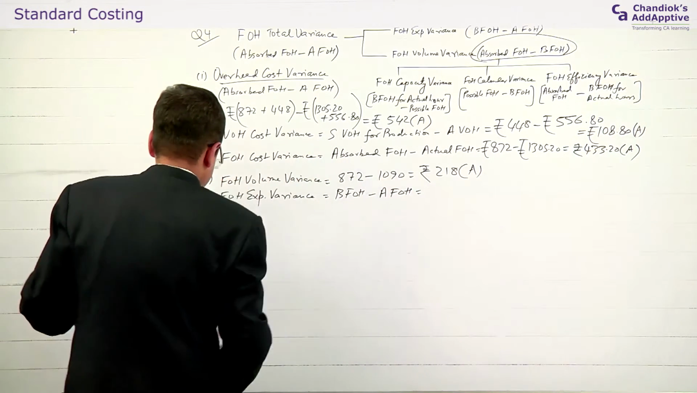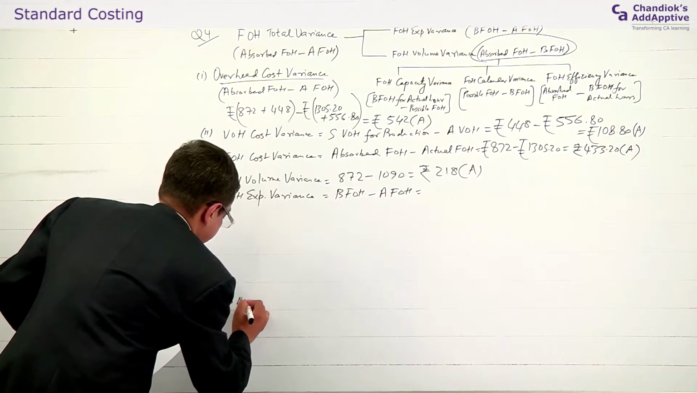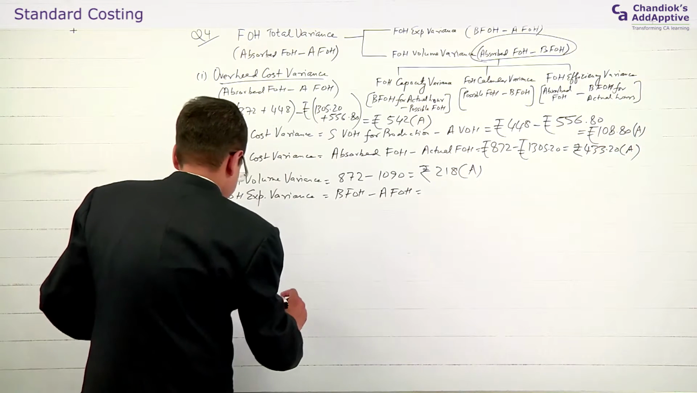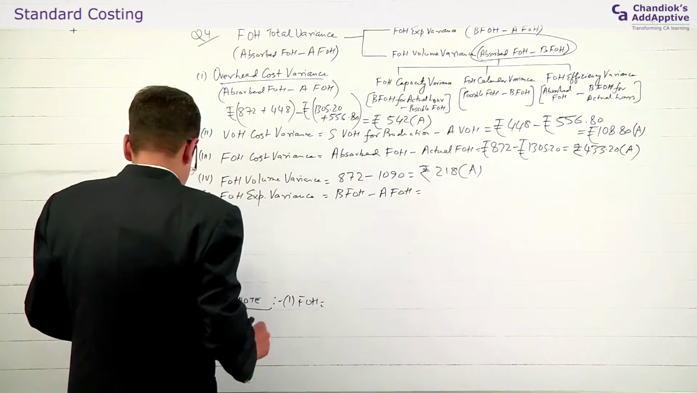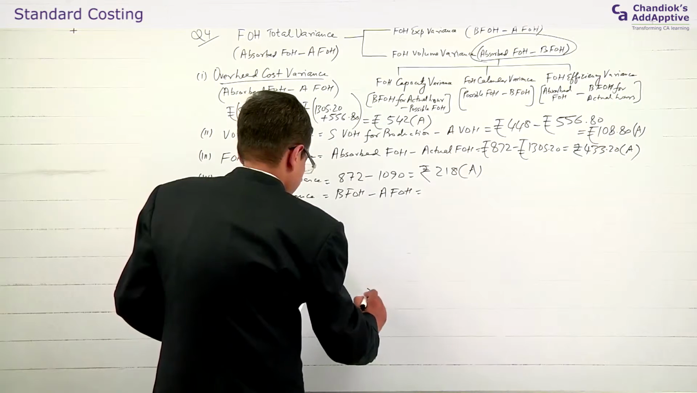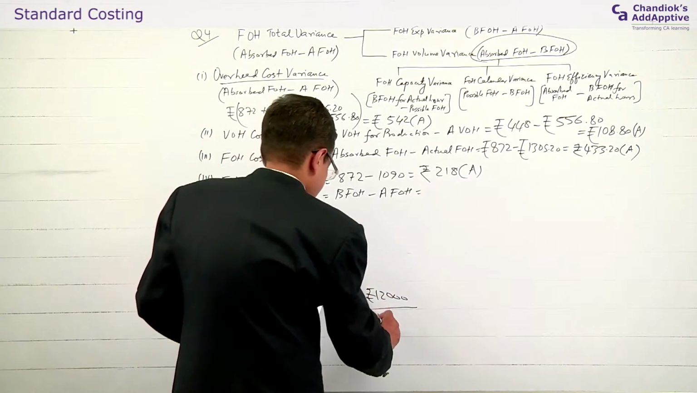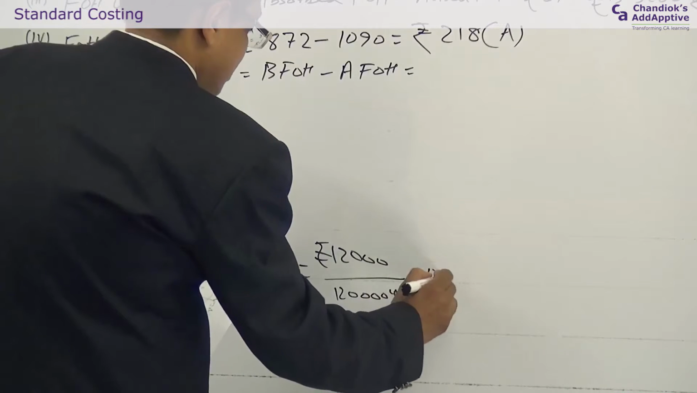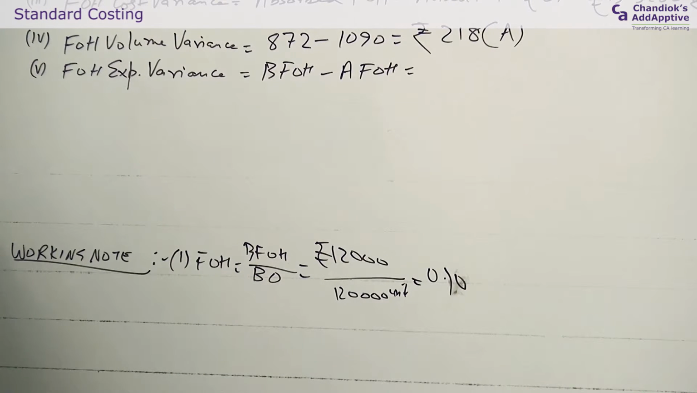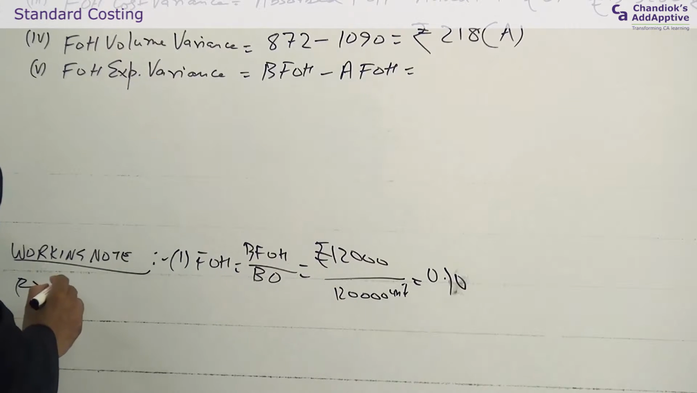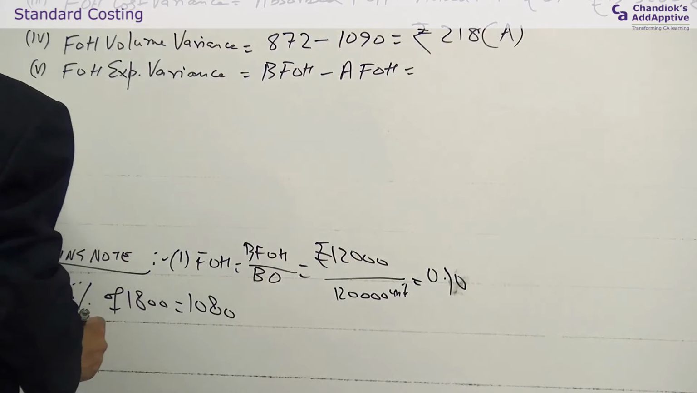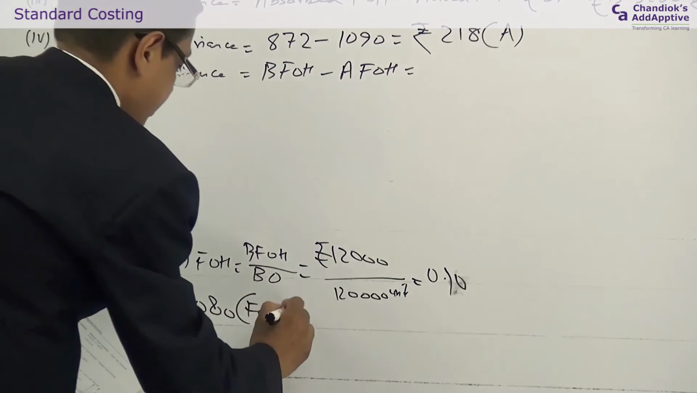For this particular aspect, we need to have a working note. So, let us do a working note. The fixed overhead rate can be found as budgeted fixed overhead divided by budgeted output. So, you have rupees 12,000 and 1,20,000 units. So, this becomes 0.10. Now, 60% of 1800 is 1080, which is the fixed overhead element in semi variable cost.